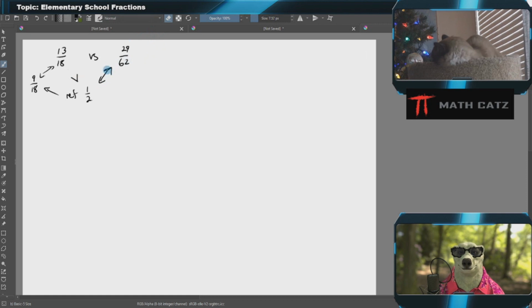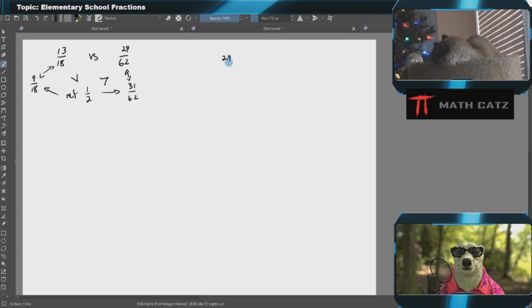If I then separately compare a half to 29/62, well, I'm in eraser mode, there we go. A half would equivalently be 31/62. And if I compare those, now the denominator is the same, so it's easier to compare. Erasing this, I can see 29 is smaller than 31, and therefore that's the smaller amount, therefore less than a half.